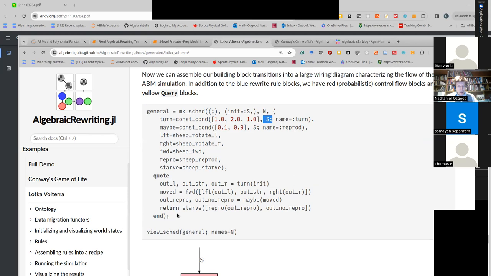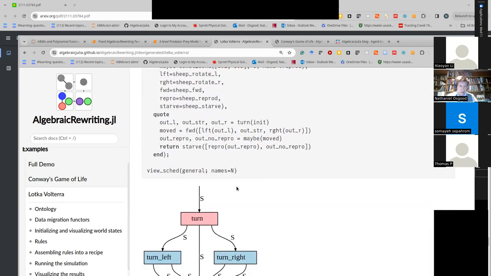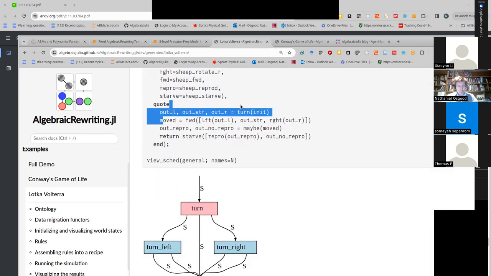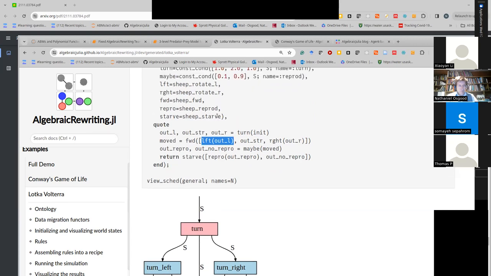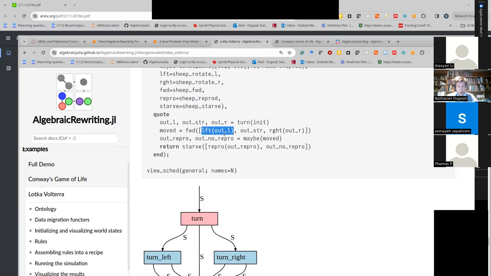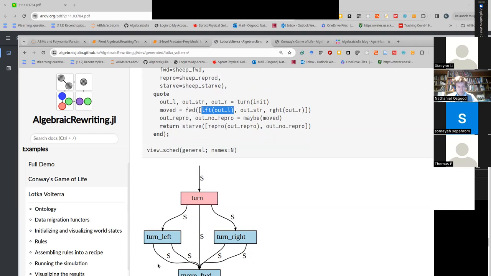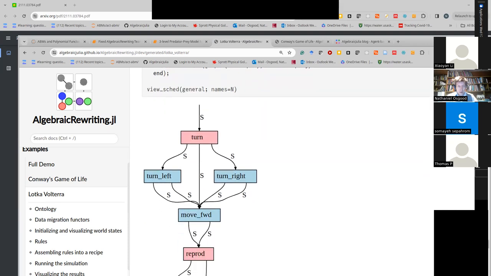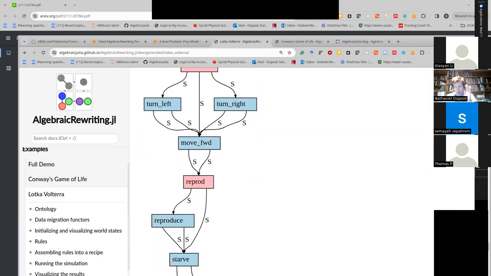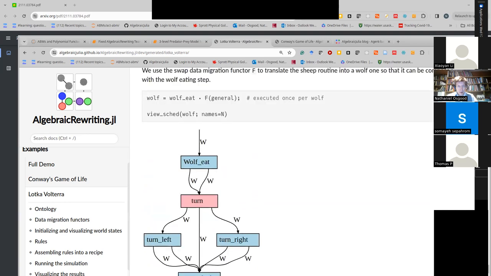And you'll notice that this is weaving together, like the outcomes for this get composed in this, right? Like this turn one out L gets taken in as the sheep rotate input here. So these are composed together. And I think this is a composition of morphisms.